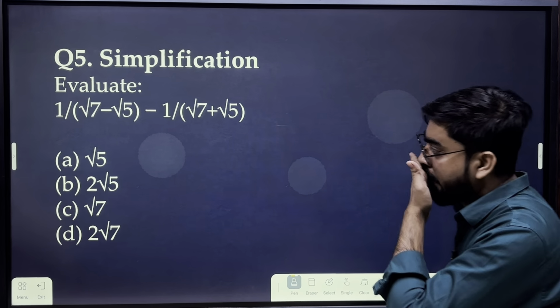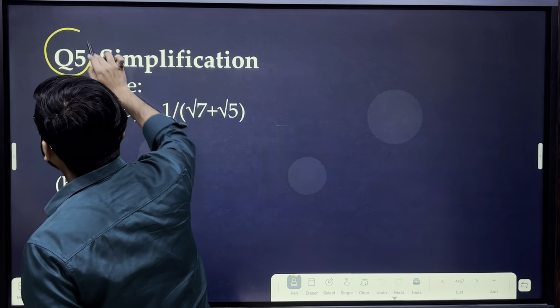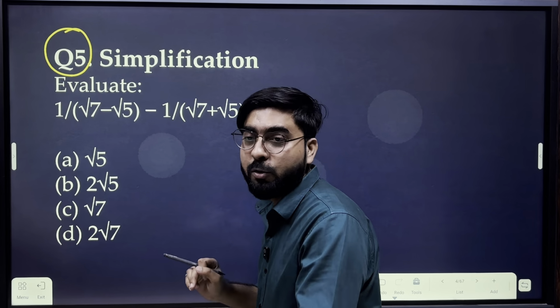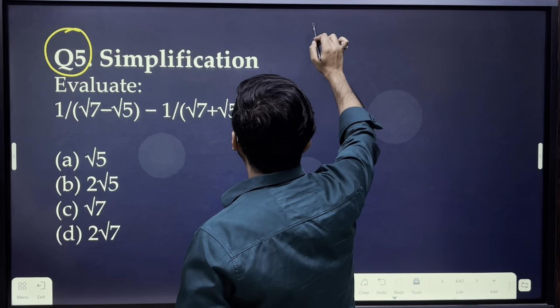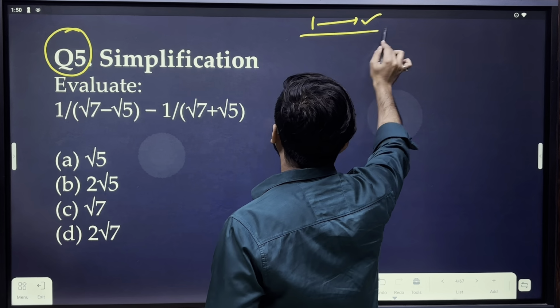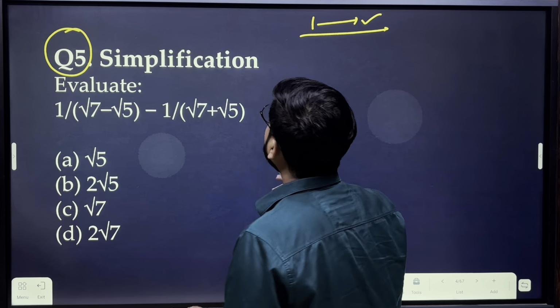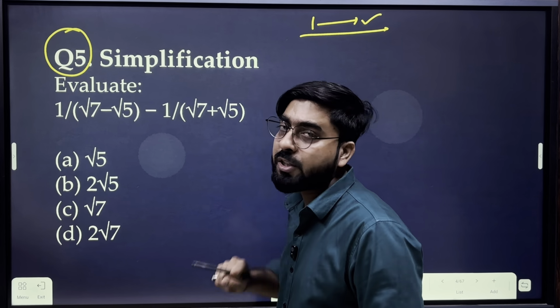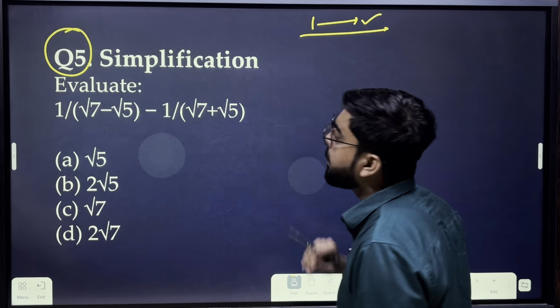Next question. This is question number 5. I have taken the sequence as question number 2, but question number 5 means I have taken from first to all the questions asked in SSC CGL previously. So I have taken from that. That is question number 5, also from simplification.